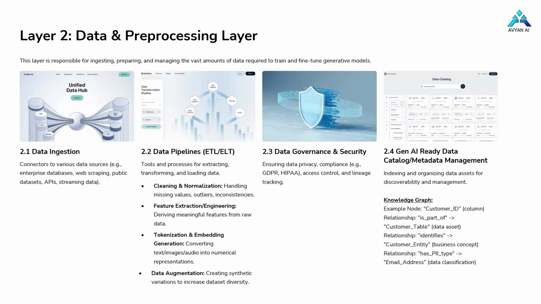Cleaning, normalization, feature extraction engineering, those are our old terms, but tokenization, embedding, and generation are the new terms. Okay. So data governance and security. This is one of the most important things, right? From the data standpoint, it has to adhere to certain guidelines set by the government. So data privacy, compliance, access control, which is for internal only: the authorized users should have access.